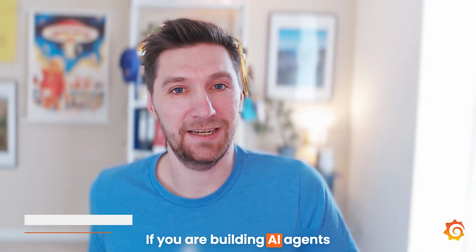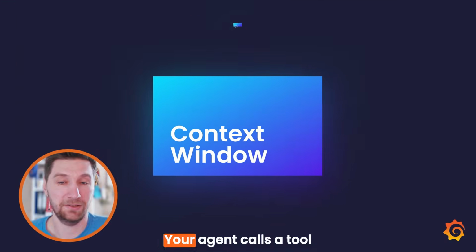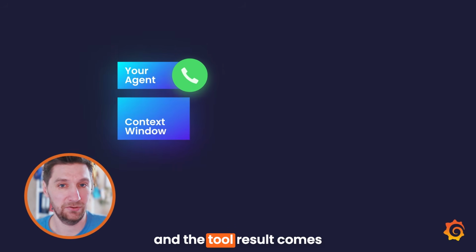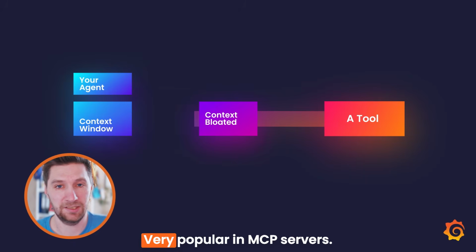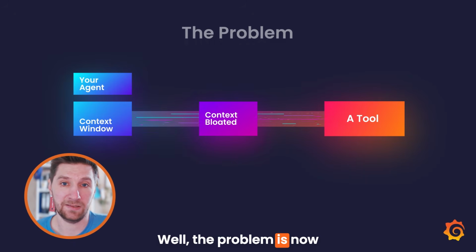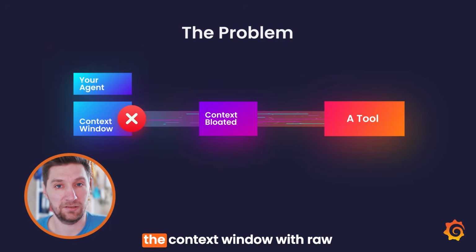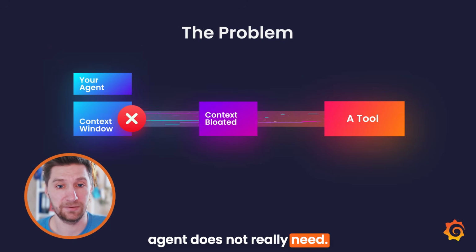If you are building AI agents that work with real data, you have probably hit this wall. Your agent calls a tool, and the tool result comes back with 200 kilobytes of raw JSON data. Very popular in MCP servers. Well, the problem is now you've blown a huge chunk of the context window with raw data that the model or the agent does not really need.